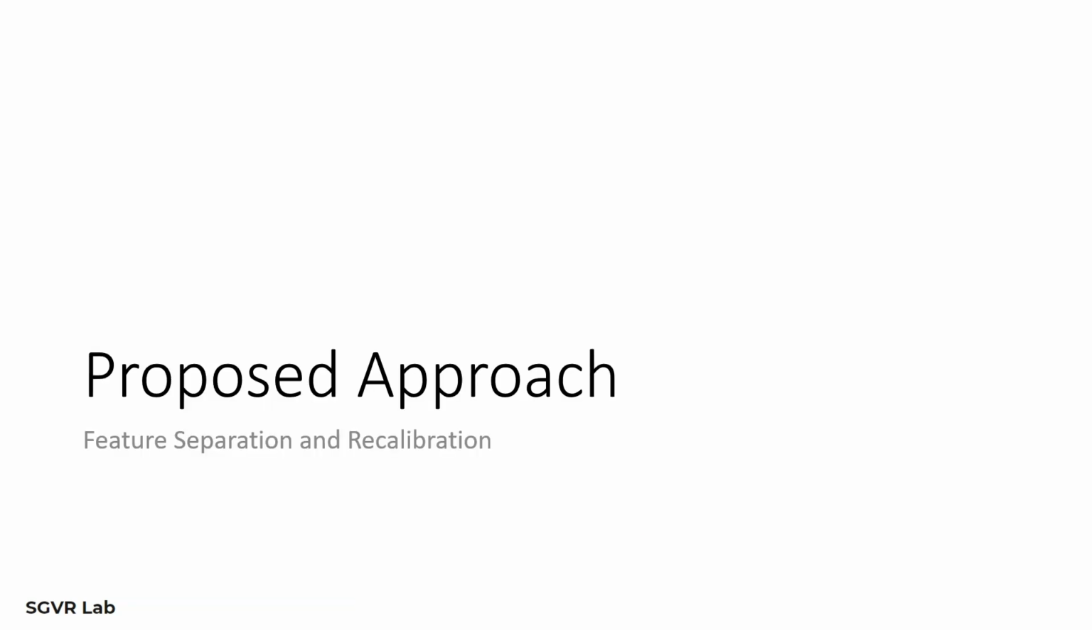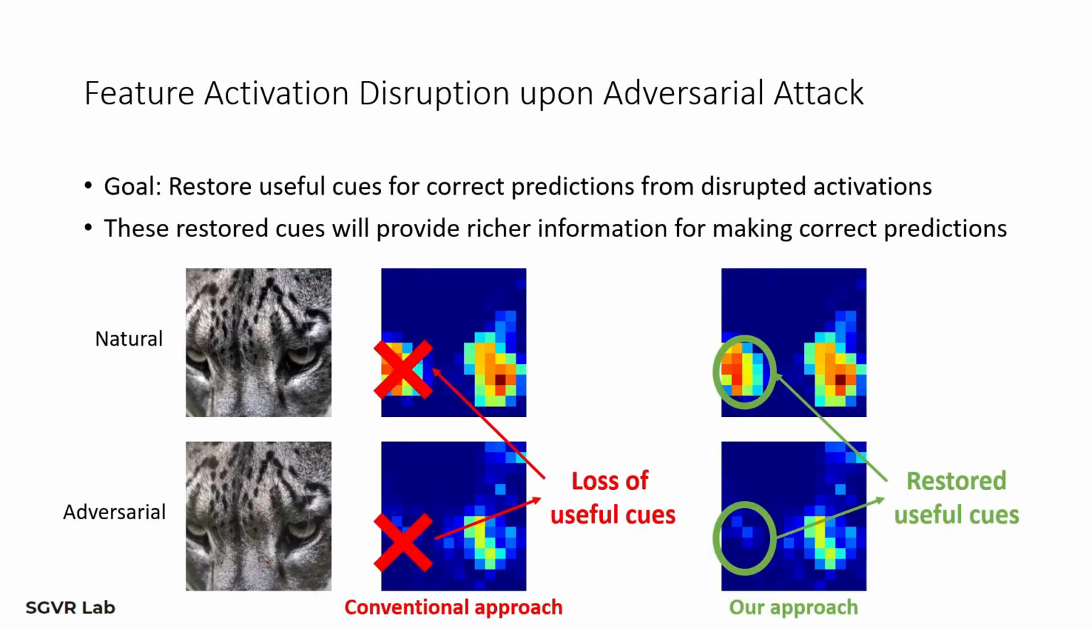Now we will present our paper in more detail, starting from our proposed method, feature separation and recalibration. As mentioned in previous slides, the goal of our research is to restore useful cues for correct predictions from disrupted activations. While suppressing or deactivating them may reduce their detrimental effects, it can also lead to loss of potentially useful cues that have been exploited in natural images. Restoring these useful cues will provide a richer amount of information regarding correct predictions.